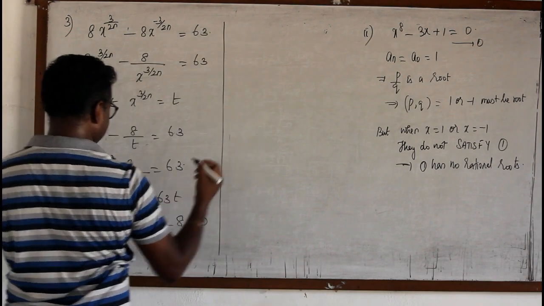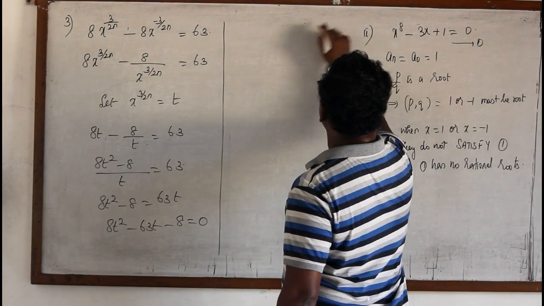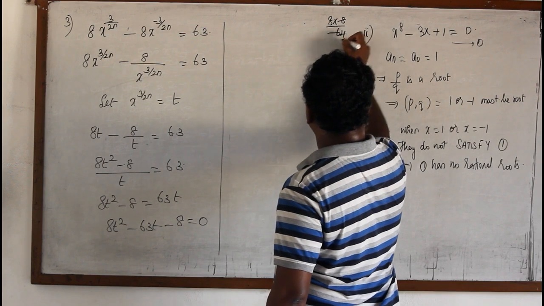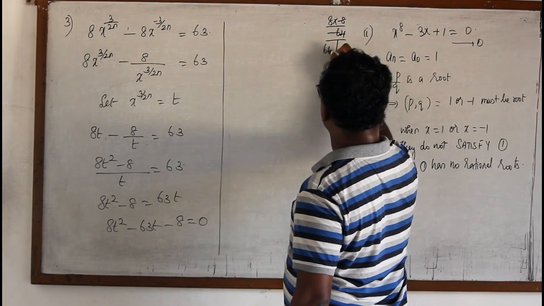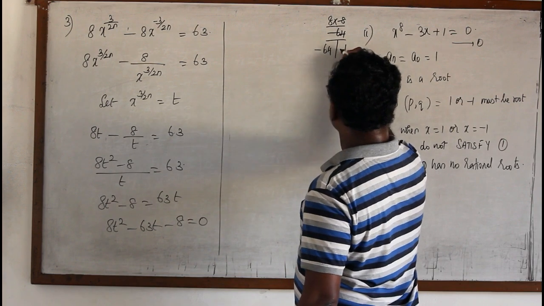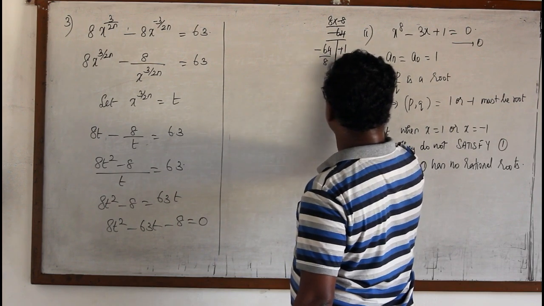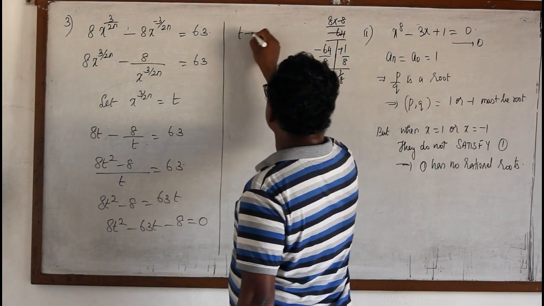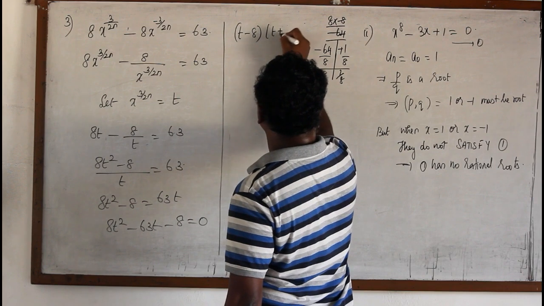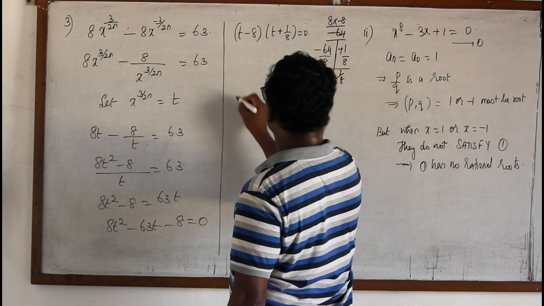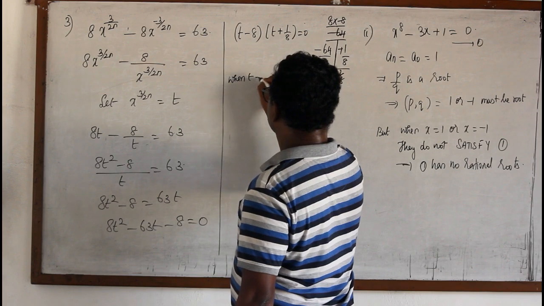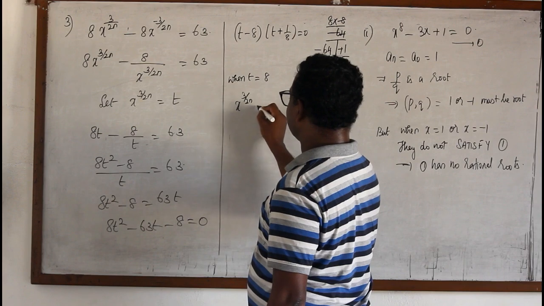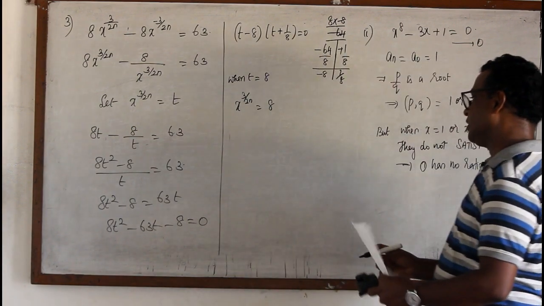When I solve this, 8 8s are 64, so minus 64. I need minus 63, so 64 ones are. So it is minus 64 plus 1 divided by 8 divided by 8. It is minus 8 plus 1 by 8. So it is (t minus 8)(t plus 1 by 8) equal to 0. When t equal to 8, t means x power 3 by 2n equal to 8.